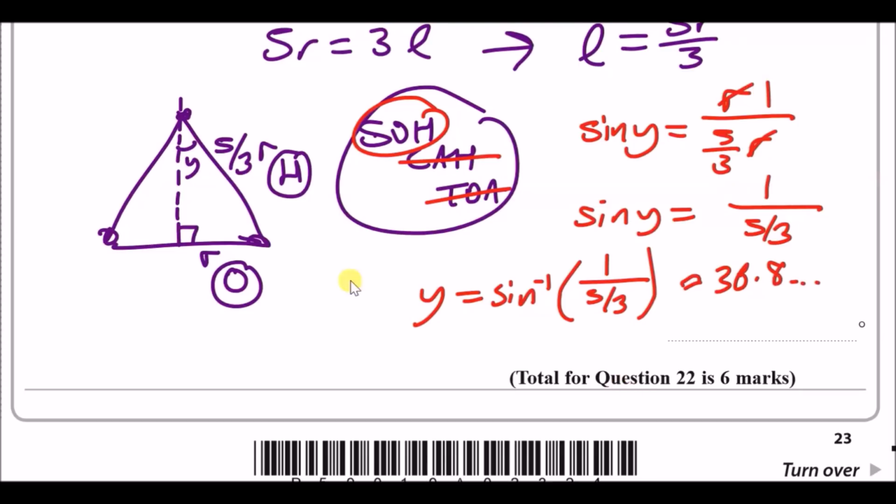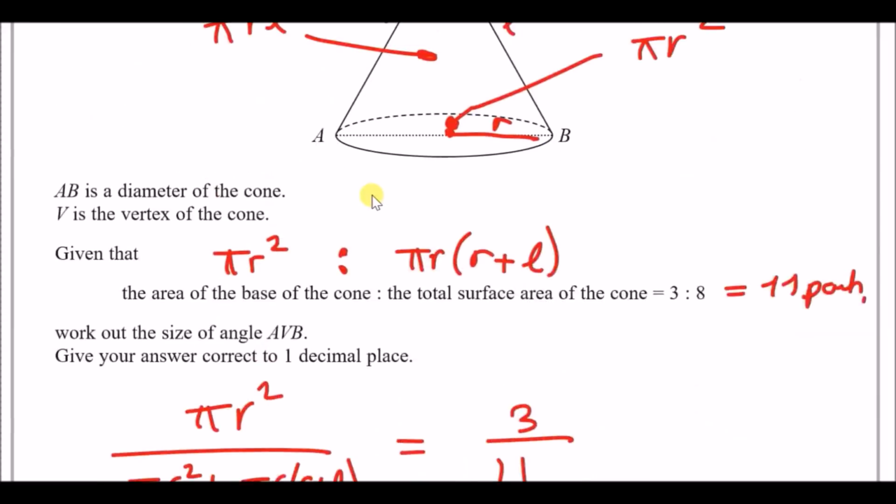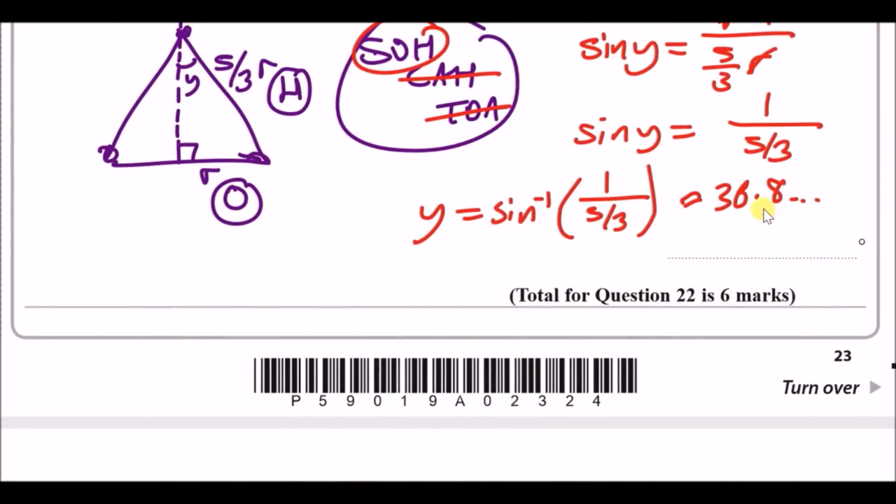And because y is only half the angle of the total, remember you want x, which is double. You're going to times your answer in your calculator by 2. So times 2. And you're going to get an angle of 73.7 degrees. And I believe this is the answer, I hope.